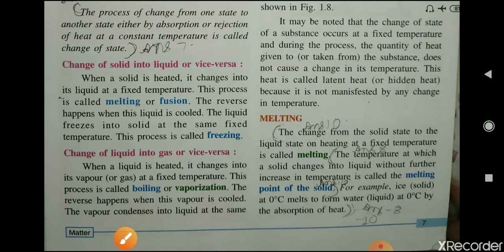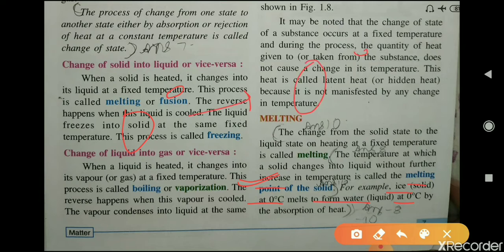Okay, now melting. The change from solid state to liquid state on heating at a fixed temperature is called melting. The temperature at which a solid changes into liquid without further increase in temperature is called the melting point. Means the temperature at which a solid changes into liquid without further increase in temperature, that is known as melting point. For example, ice at 0 degree Celsius melts to form water at 0 degree Celsius. Means ice at 0 degree Celsius will melt to water at 0 degree Celsius.